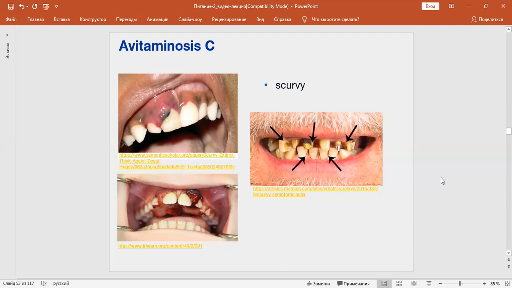Untreated scurvy is invariably fatal. Nowadays, rates of scurvy in most of the world are low. Those most commonly affected are malnourished people in the developing world and the homeless. There have been outbreaks of the condition in refugee camps.